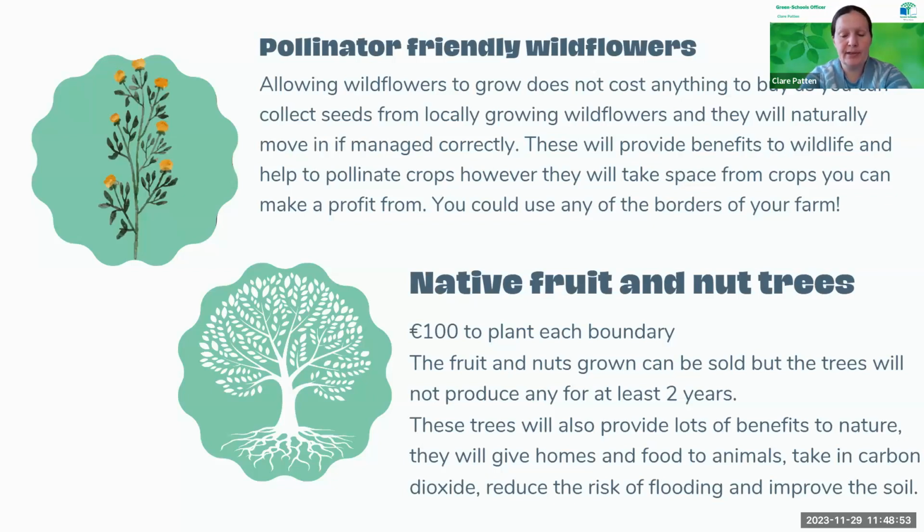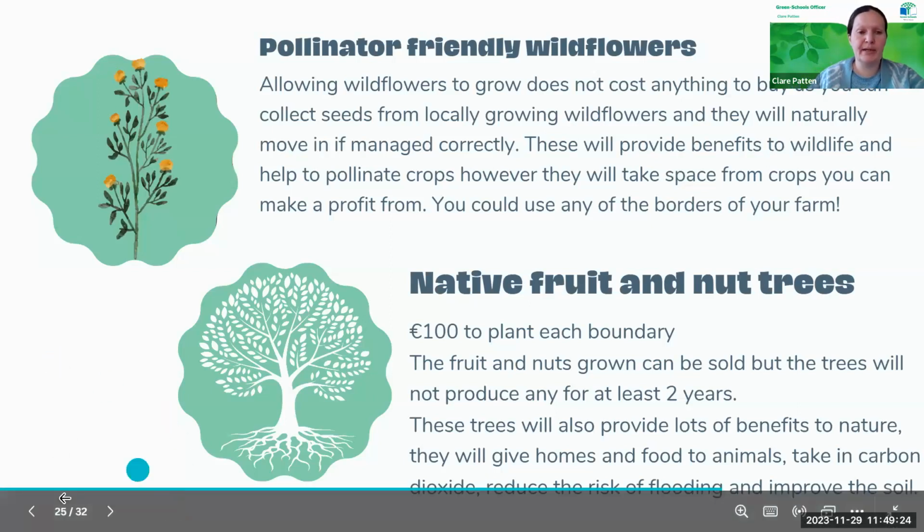But they also provide lots of benefits to nature. They give homes and food to animals. They take in carbon dioxide. And they also will help your farm overall because they'll reduce the risk of flooding, and they're good for the soil. So in the long run, the trees might help you, but this year they will cost you money, and they won't provide you with any immediate money for about 2 years. And then I have one more page with things that you guys can choose to spend your money on.